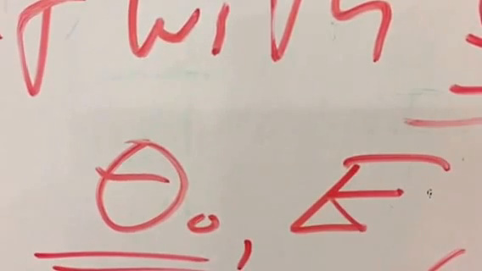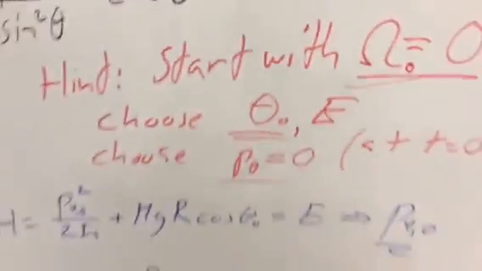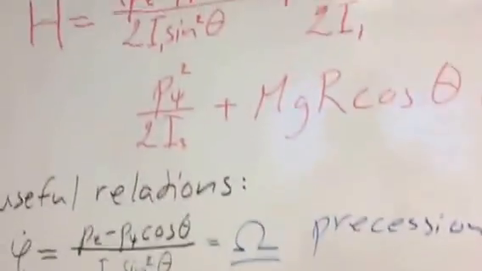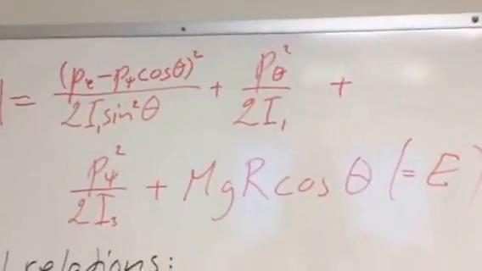So with these conditions, no precession, and given theta zero and energy, it's fairly simple to choose the initial conditions for simulation. Thanks.